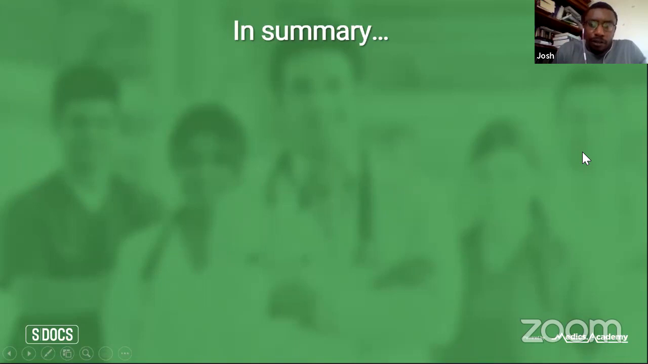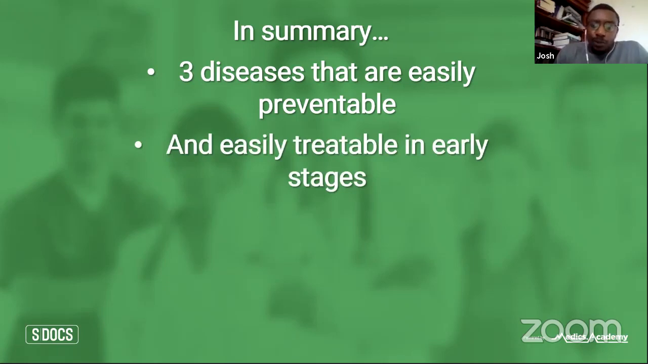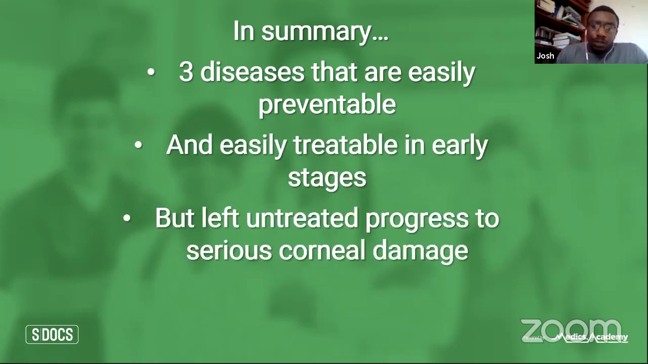And so in summary, what have we looked at? We've looked at 3 diseases that are easily preventable. They're easily treatable in the early stages. But left untreated, they can progress to serious corneal damage. We've seen with all 3 that when they're not treated and not prevented, they progress to corneal damage, corneal opacity.